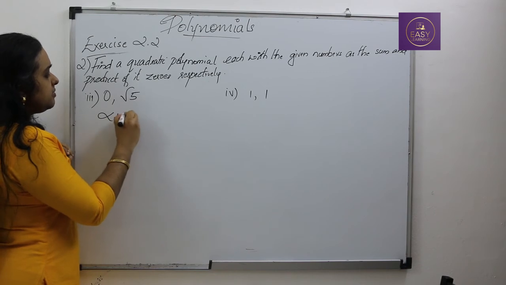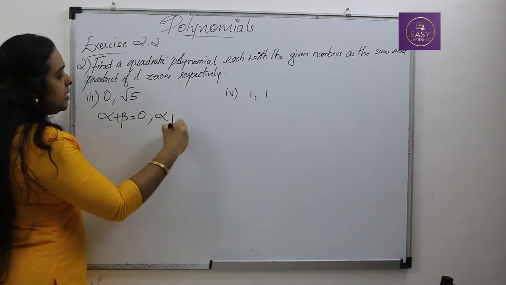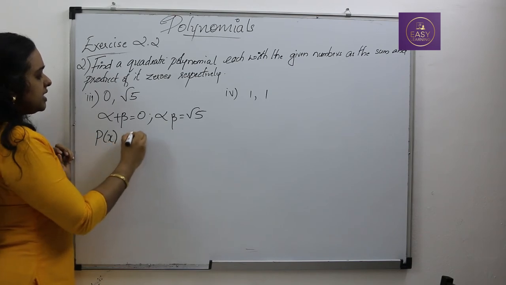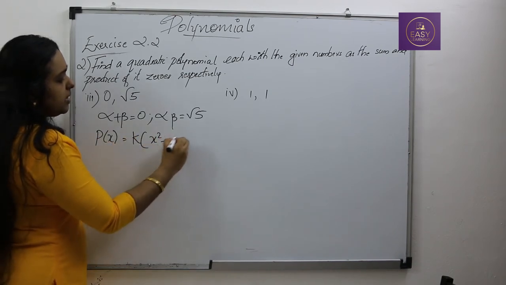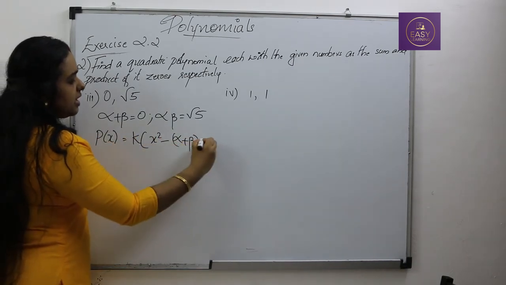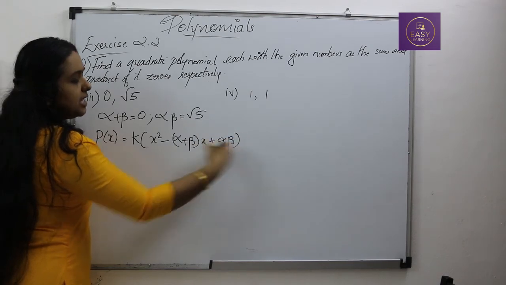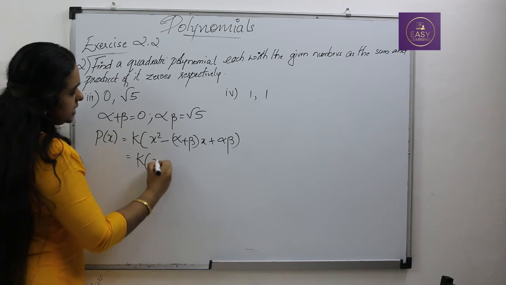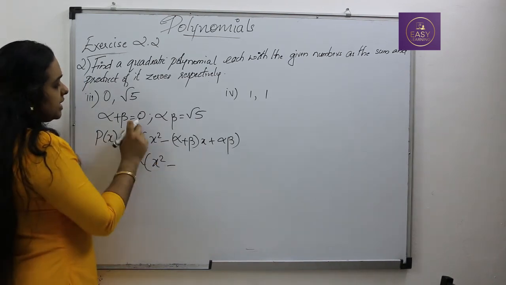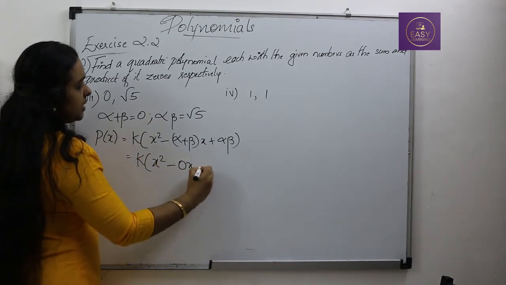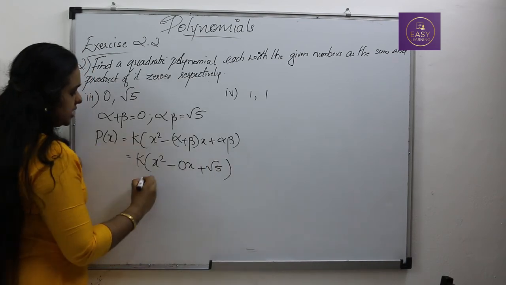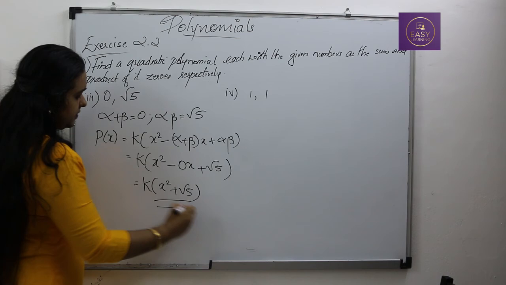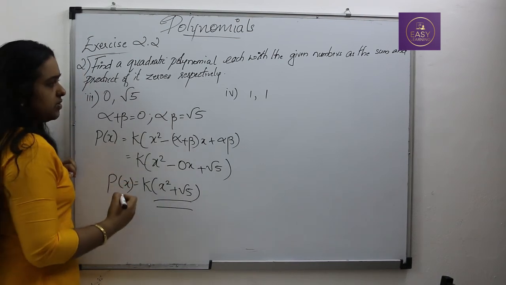Third question is sum is 0 and product is root 5. That means alpha plus beta equals 0, alpha beta equals root 5. Then what will be our quadratic polynomial? P of x equals k into x square minus (alpha plus beta) x plus alpha beta. This is equal to k into x square minus 0 x plus root 5. That is equal to k into x square plus root 5. P of x equals k into x square plus root 5.